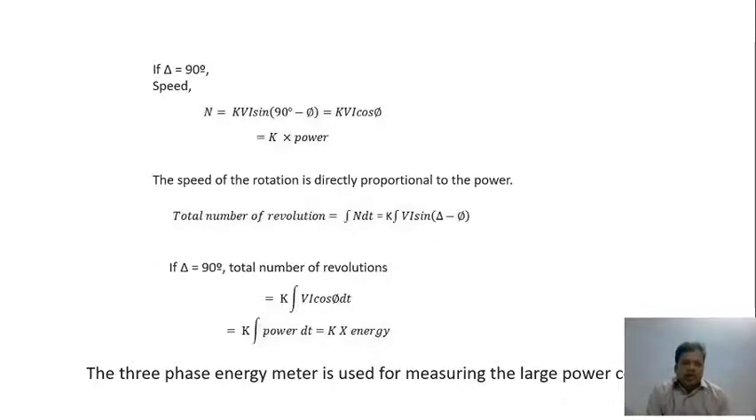So we can write K into power. The speed of rotation is directly proportional to the power, so we can write n equals K into power. K is a constant here, and the energy is K into power. Why? Because the power is required to make some necessary arrangements, and energy is also there. If we want to measure the energy, the three-phase energy meter is used for measuring large power consumptions. The working principle is the same as the single phase energy meter we are considering.